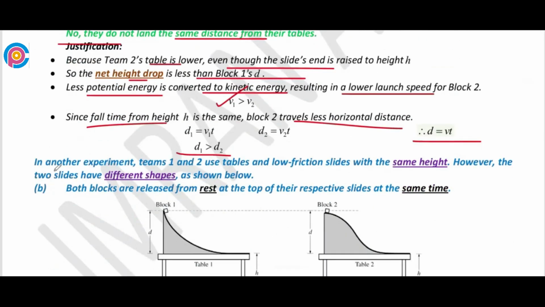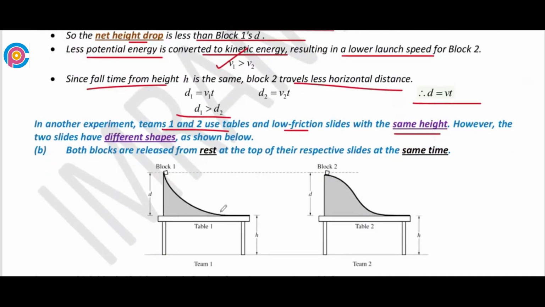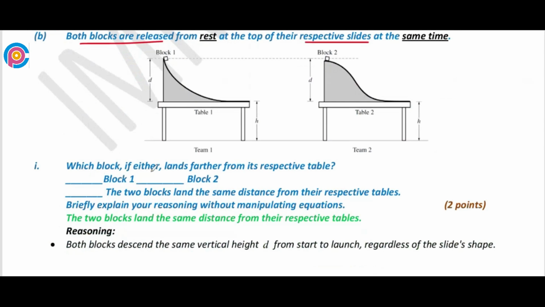Next part, another experiment. Team 1 and Team 2 use the same table and low friction slide with the same height, as you can see. However, the two slides have different shapes, as shown in the figure. Both blocks are released from rest at the top of their respective slides at the same time. Now the question is, which block, if either, lands further from their respective table? Block 1, block 2, or the two blocks land the same distance from their respective table. Answer: the two blocks will land the same distance. C is the correct choice.